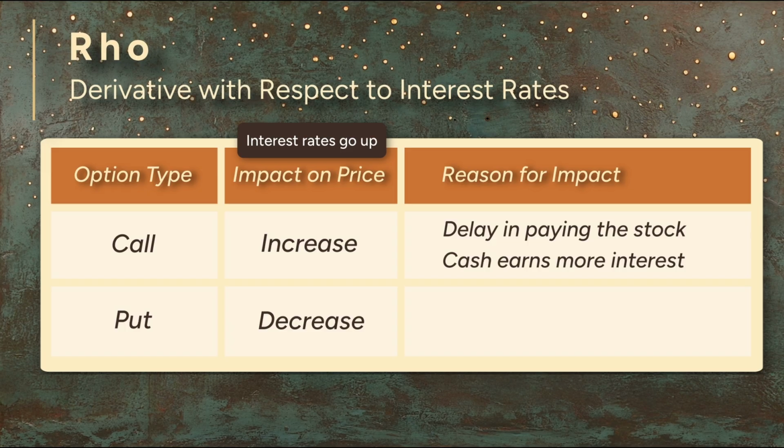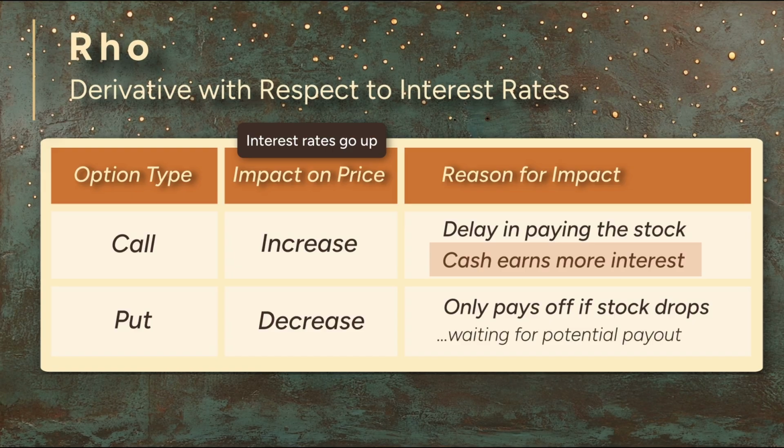A put gives you the right to sell stock in the future, but it only pays off if the stock drops. In the meantime, you're holding onto a contract that may or may not pay off later. If interest rates rise, holding cash becomes more rewarding. That makes the put less attractive because instead of earning interest on your money, you're waiting on a potential future payout. So when rates go up, the value of a put option usually goes down. Put differently, the opportunity cost of holding a put increases when rates go up.